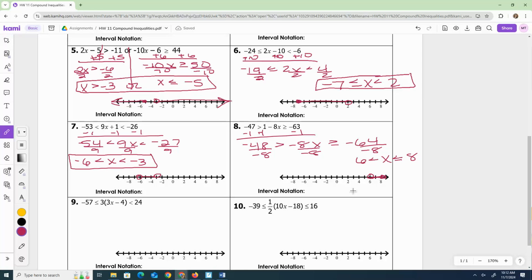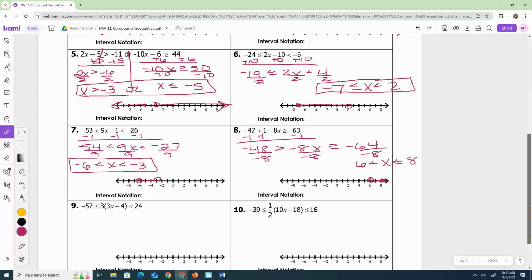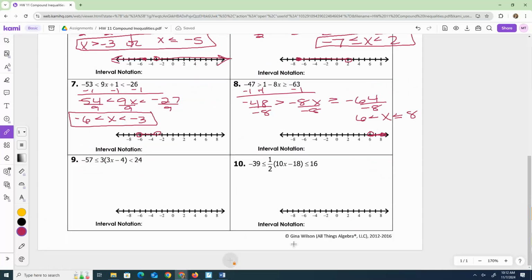Alright, are you guys getting these correct? Okay, who wants number 9? Kale, looks like you're up. What do I do on this one? You should distribute the 3, or 3x. And then what do we do? You add 12.